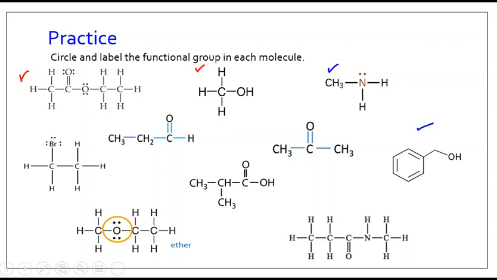Exactly right, ether. And last but not least, our lower right structure here has nitrogen in it, so it can only be one of two. But you also see the C double bonded to an O in the middle with it. So that makes it an amide, exactly. An amide.